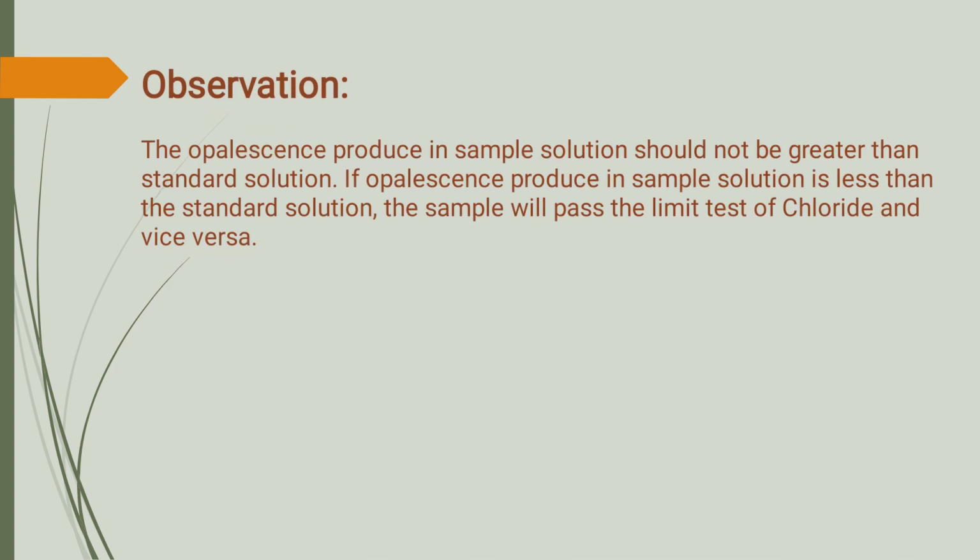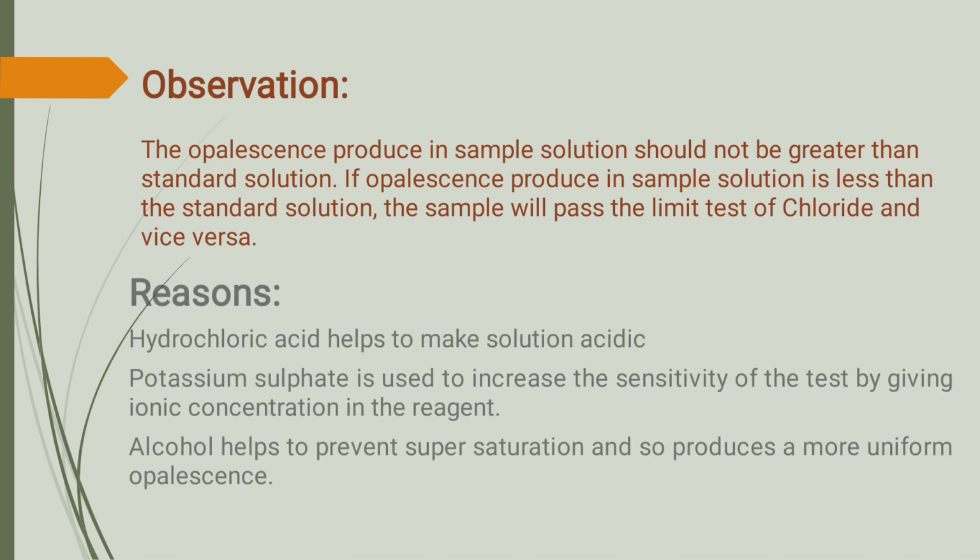The opalescence produced in the test sample should be less than the standard because the standard is given by the Indian Pharmacopoeia. It is a permissible impurity which is given by the Indian Pharmacopoeia. The opalescence produced in the sample solution should not be greater than in the standard solution. If the opalescence produced in the sample solution is less than the standard solution, the sample will pass the limit test for sulfate, and vice versa.